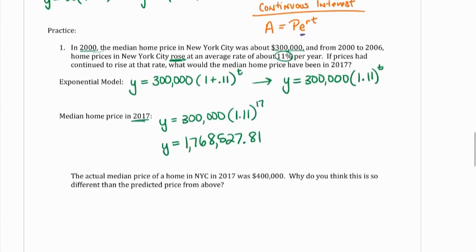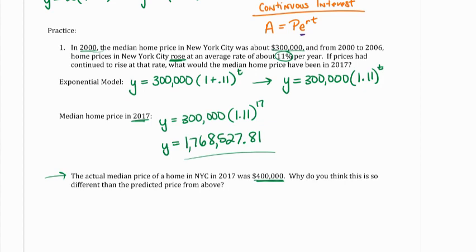So by 2017, that means our median home price is going up to $1,768,527. The actual median price of a home in New York City was 400,000. So why do we think that price rise didn't keep going? Why is it so different? How is this only 400,000 when we predicted it was going to be 1.7 million?